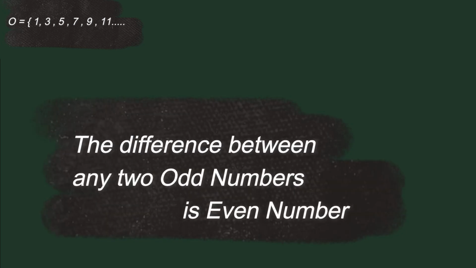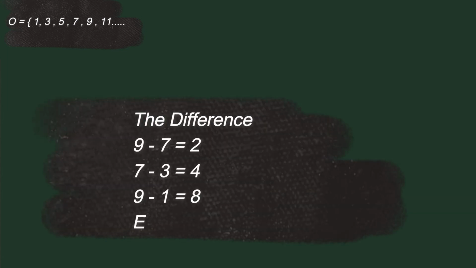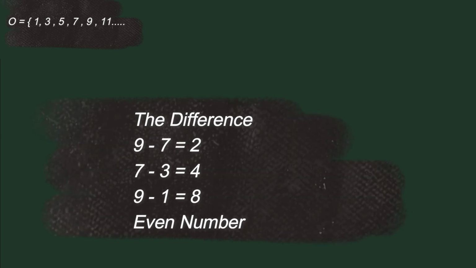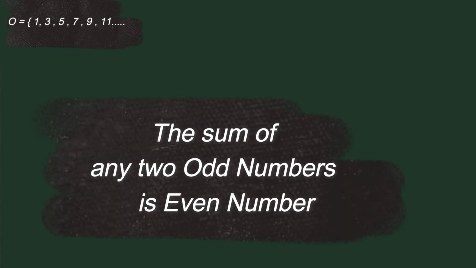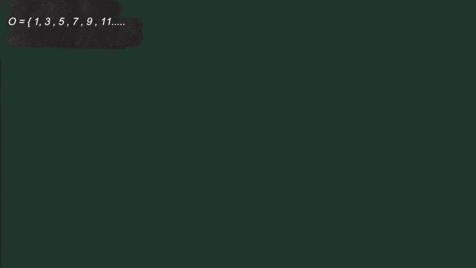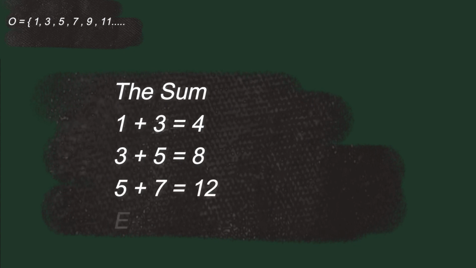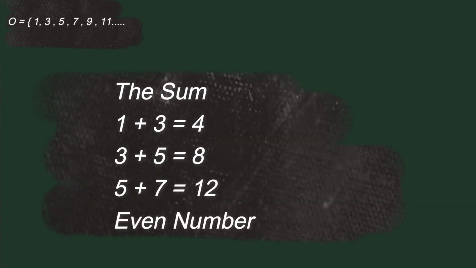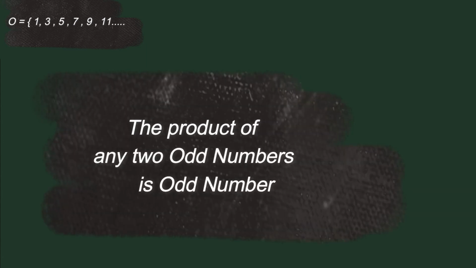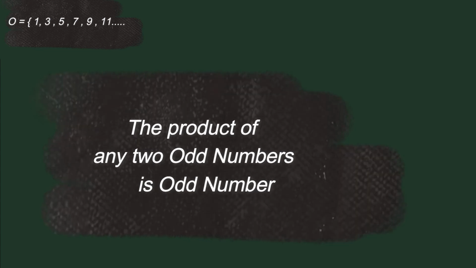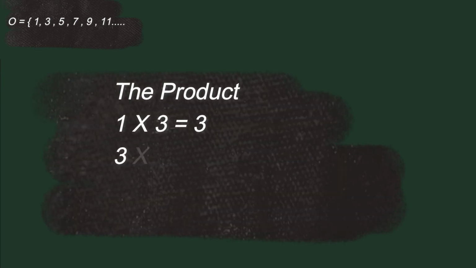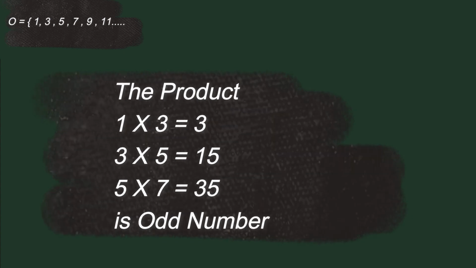The difference between any two odd numbers is an even number. The sum of any two odd numbers is an even number. The product of any two odd numbers is an odd number.